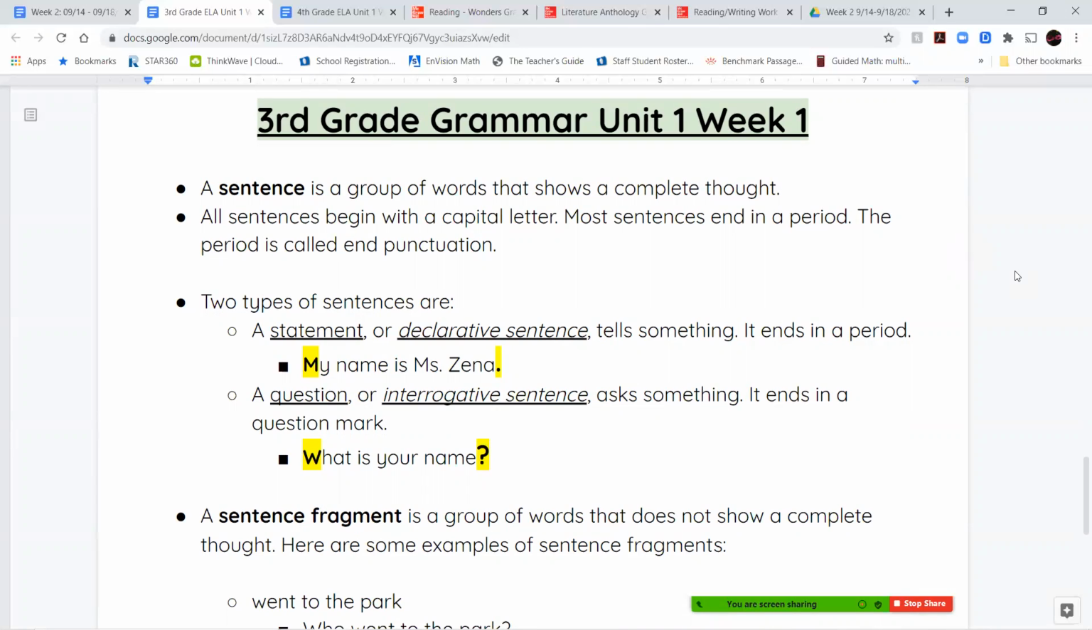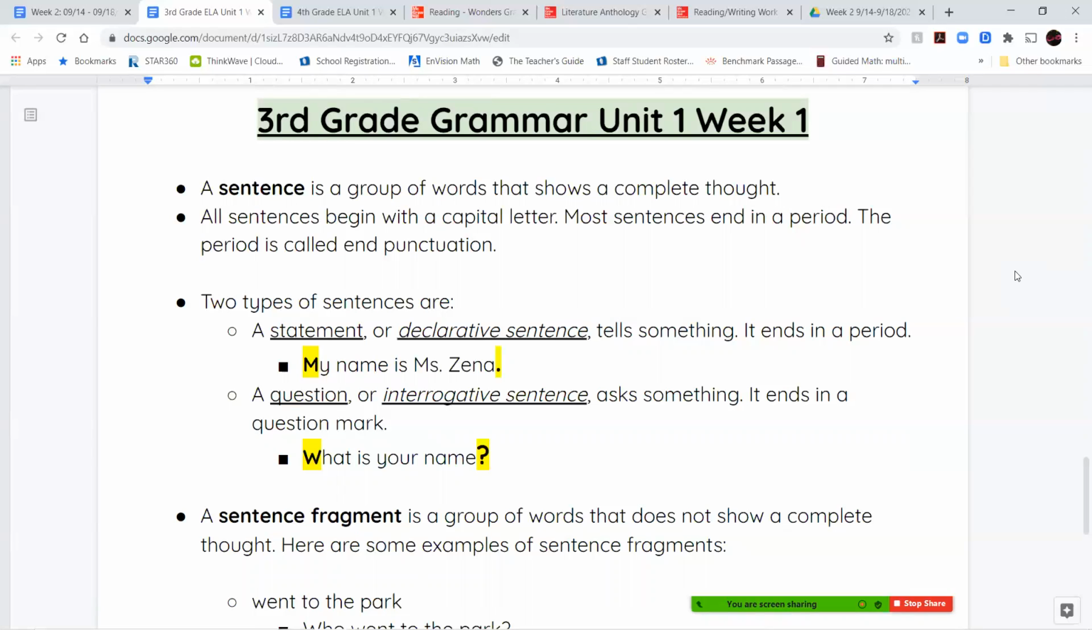So when I ask you about your punctuation, I'm asking you about what goes at the very end of what you wrote. So we're going to talk about just two kinds of sentences today. One is called a statement and one is called a question. A statement or a declarative sentence tells something. When you declare something, you're telling something. And those types of sentences end with a period. It begins with a capital letter and ends with a period.